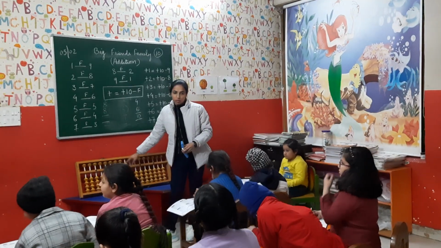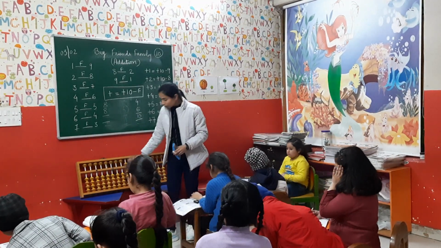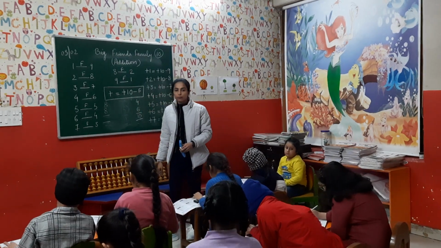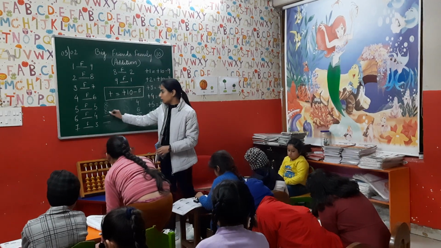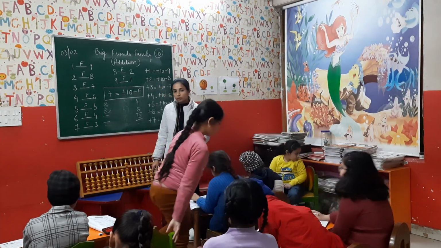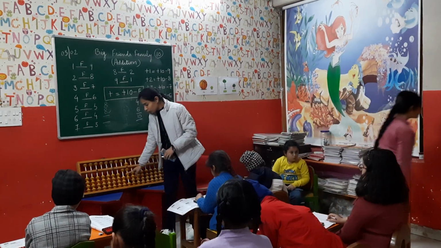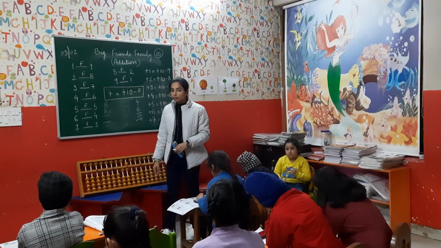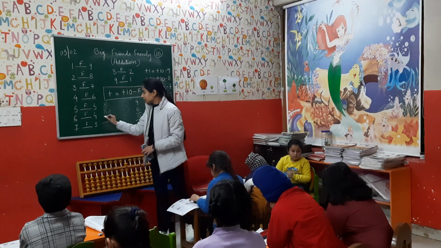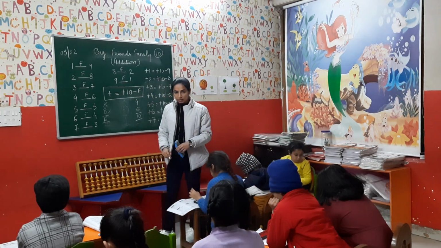First step of big friends. It's done. Next step. What is the friend of 8? We are supposed to add 8. What is the friend of 8? We will subtract 2. Answer? 16. Got it? Now it's done.